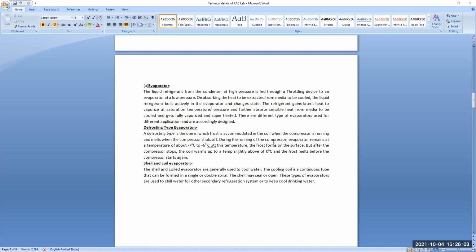During the process, while the compressor runs, the complete evaporator remains at a temperature of about -70 to -60 degrees. At this temperature, frost forms on the surface, but after the compressor stops, the coil rises temporarily to slightly above 0 degrees centigrade, and the frost melts before the compressor starts again. So what we are doing here, first of all, is the defrosting type evaporator. The evaporator operates at a temperature of -5 to -7 degrees centigrade.